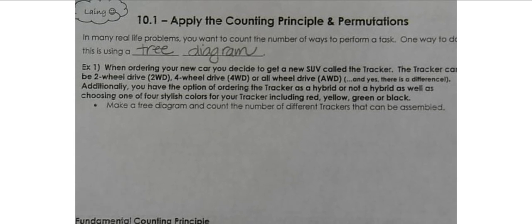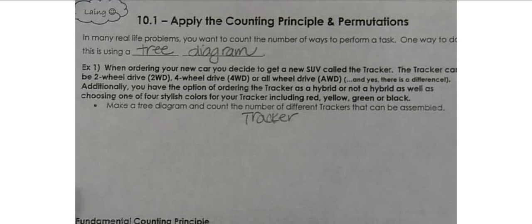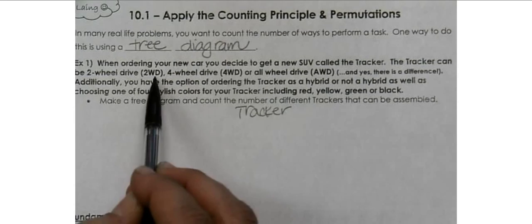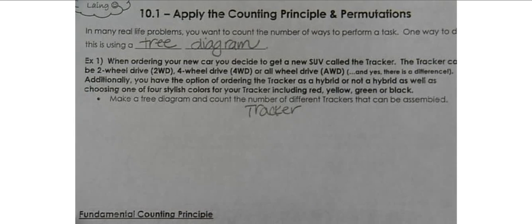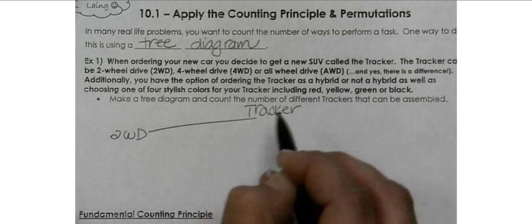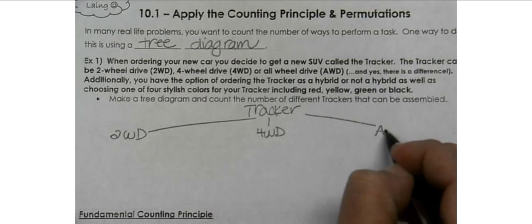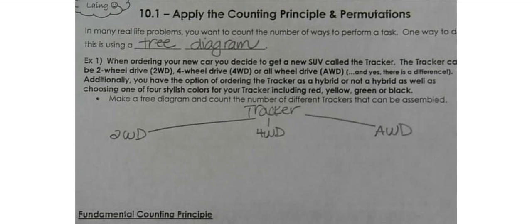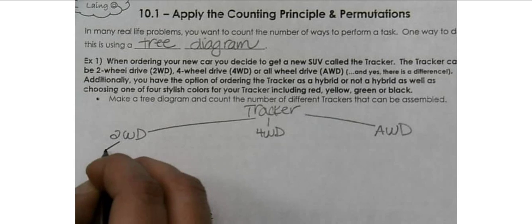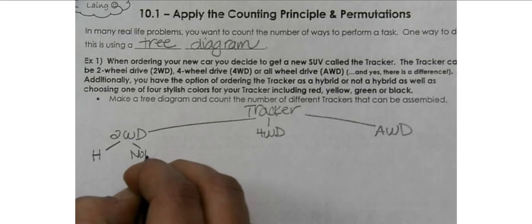Well, first we have the fact that you're getting a Tracker. The first choice you have is the type of drive it is. And we have 3 different options. So that Tracker can be two-wheel drive, it could be four-wheel drive, or it could be all-wheel drive. The next option you have is if it's hybrid or not hybrid. I'm going to be lazy and put H and not H.